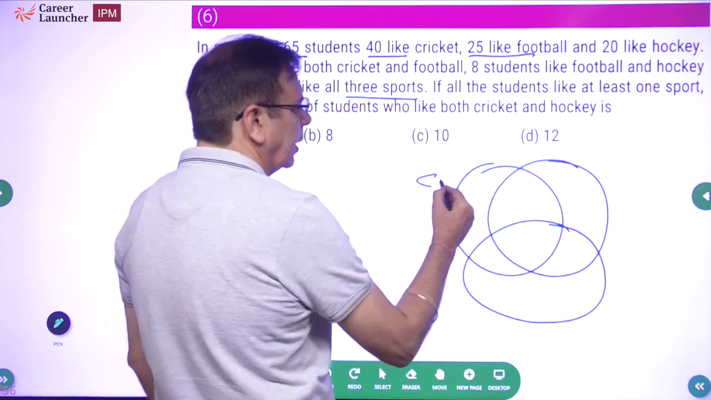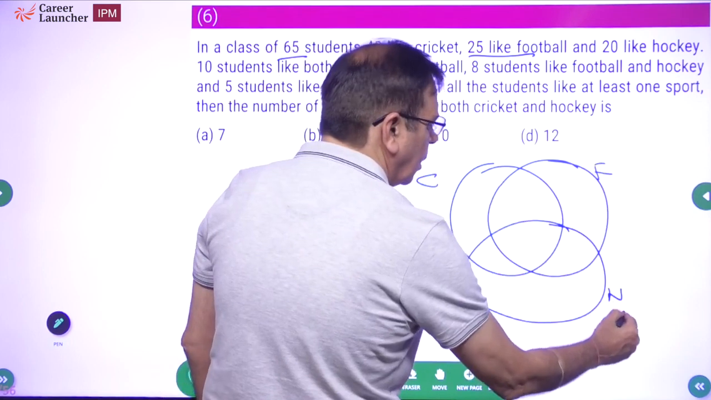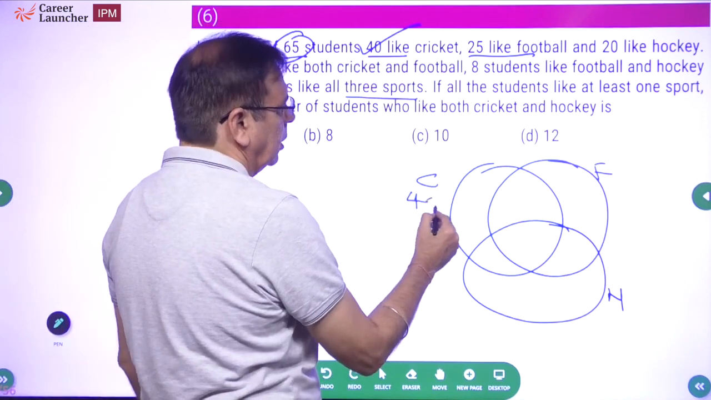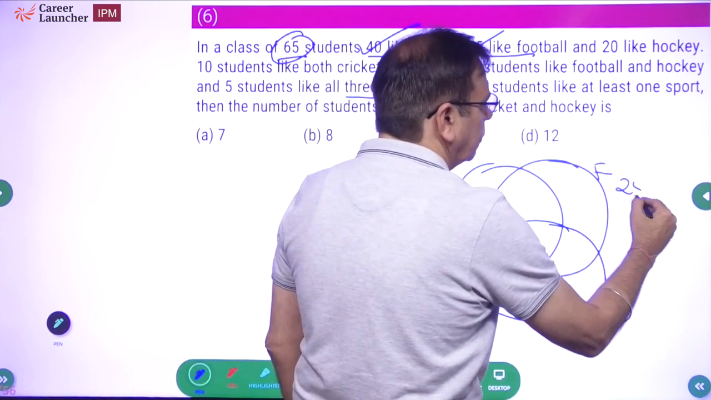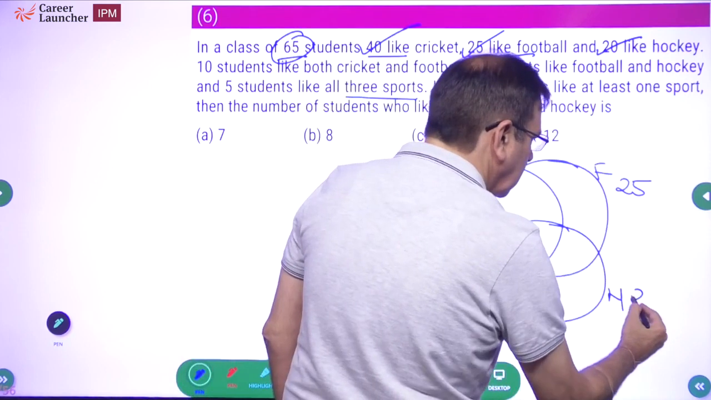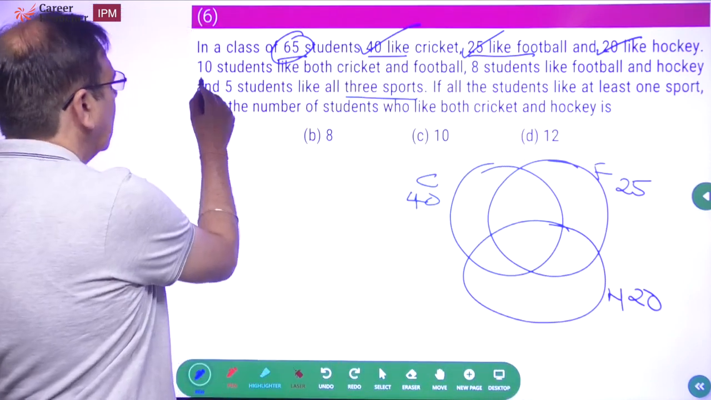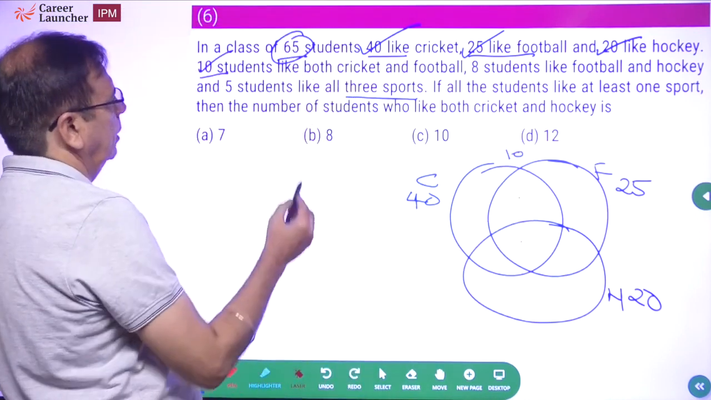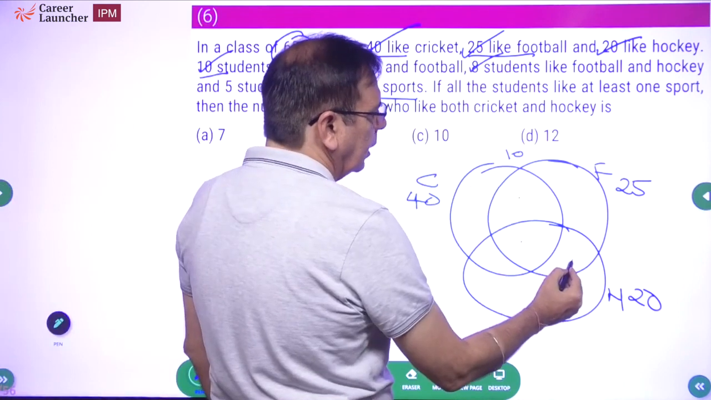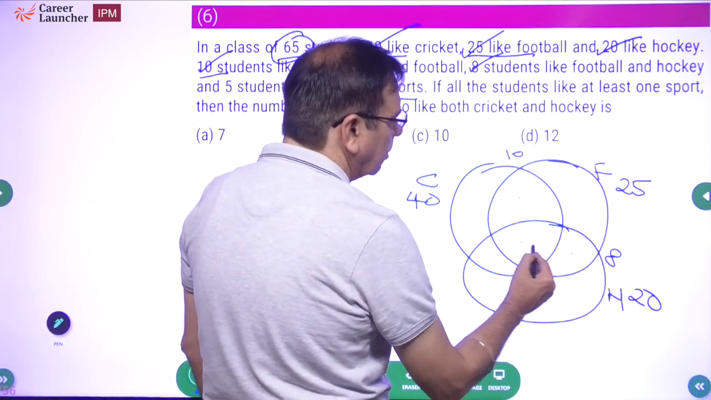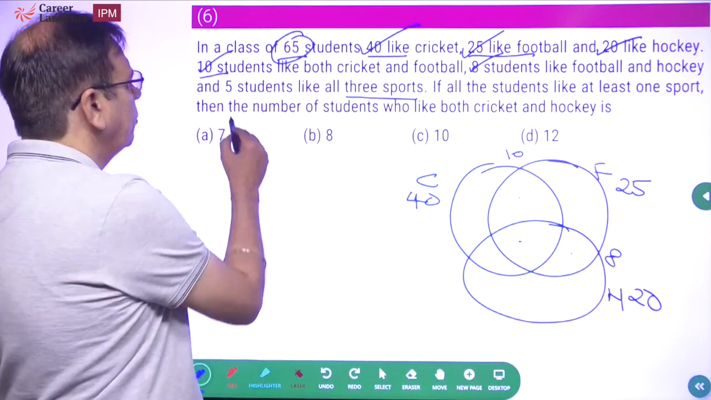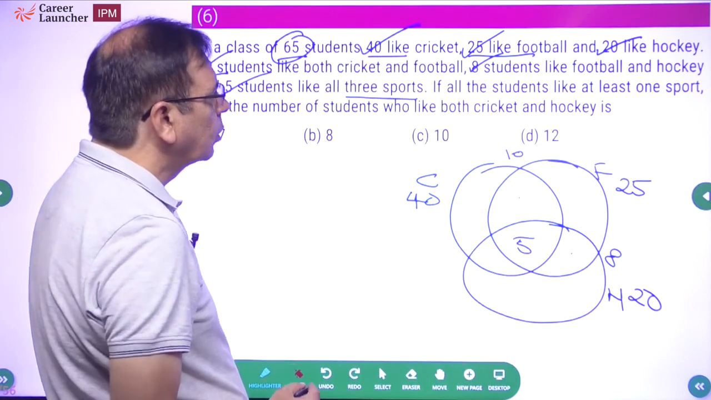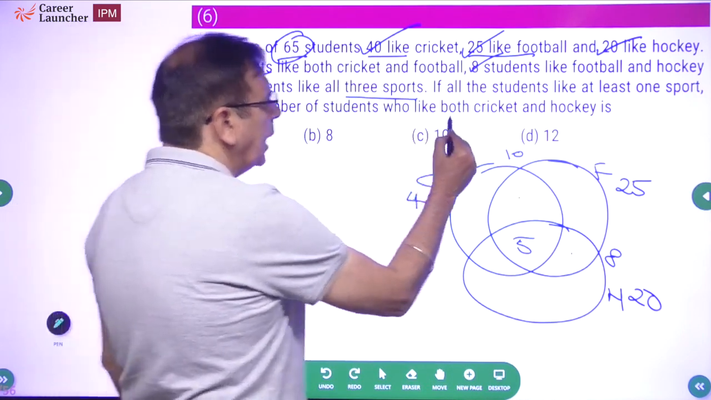What are the 3 games? Cricket, football, hockey. Class of 65 students, 40 like cricket, 25 like football, and 20 like hockey. 10 students like both cricket and football. So that will be this. This is this plus this. 8 students like football and hockey. So 8 is going to be this plus this. And 5 students like all 3 sports. If all students like at least one sport, then the number of students who like both cricket and hockey.